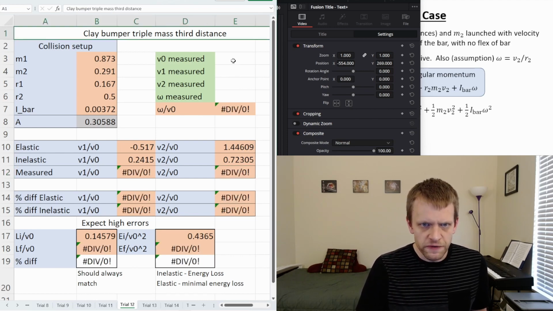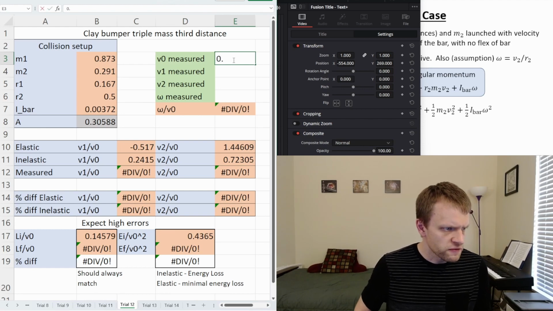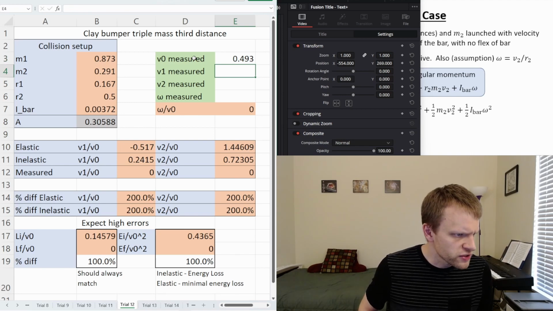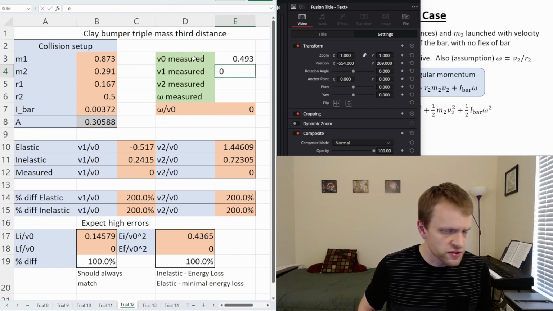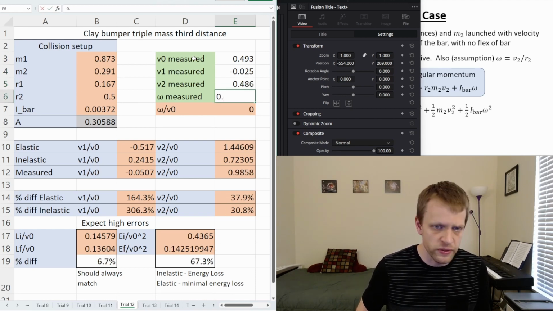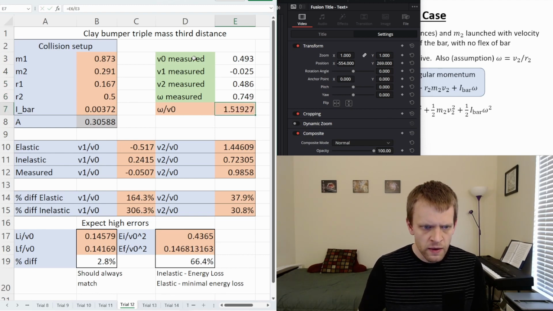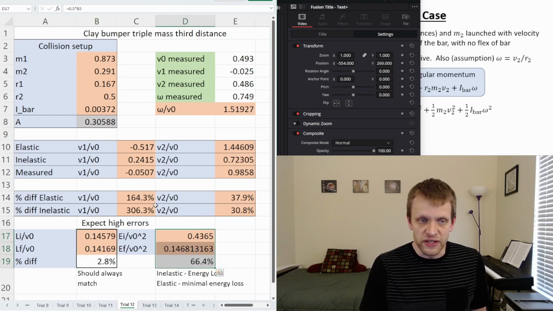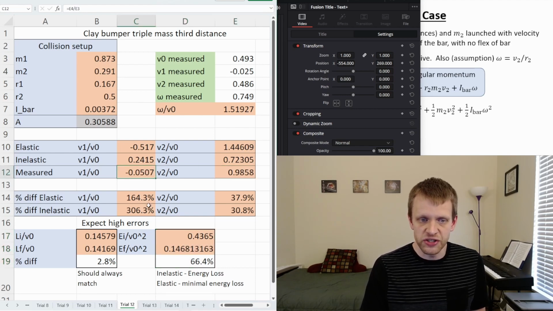So trial 12, let's put this one in. 0.493 meters per second is the velocity before the collision. After the collision, cart 1 had a velocity of negative 0.025. Cart 2 is 0.486 meters per second, and the angular velocity is 0.749. Once again, angular velocities match. It's closer to an inelastic collision since it's clay, so a lot of energy loss, but our velocity ratios are inside of the expected ranges.